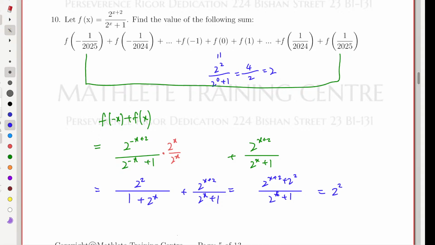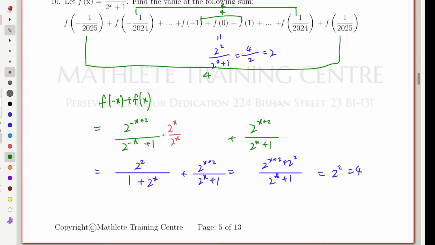And from here, you should be able to see, hey, this is just equal to 2 squared, which is 4. So every single one of these pairs from the front to the back will have a sum equal to 4, right? No matter what x is. So how many 4s do you have? Well, the way to think about it is that the average is equal to 2. So it's just 2 times how many numbers? There are 4,051 numbers. Because you have 2025 positive, 2025 negative, and 1 in the middle.